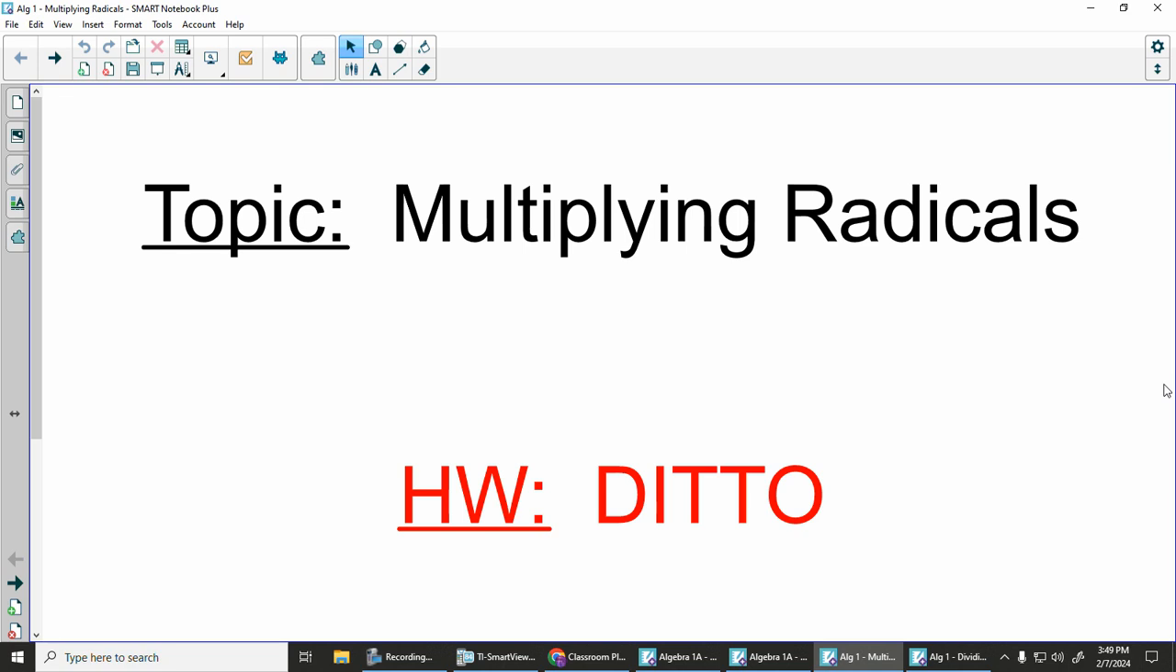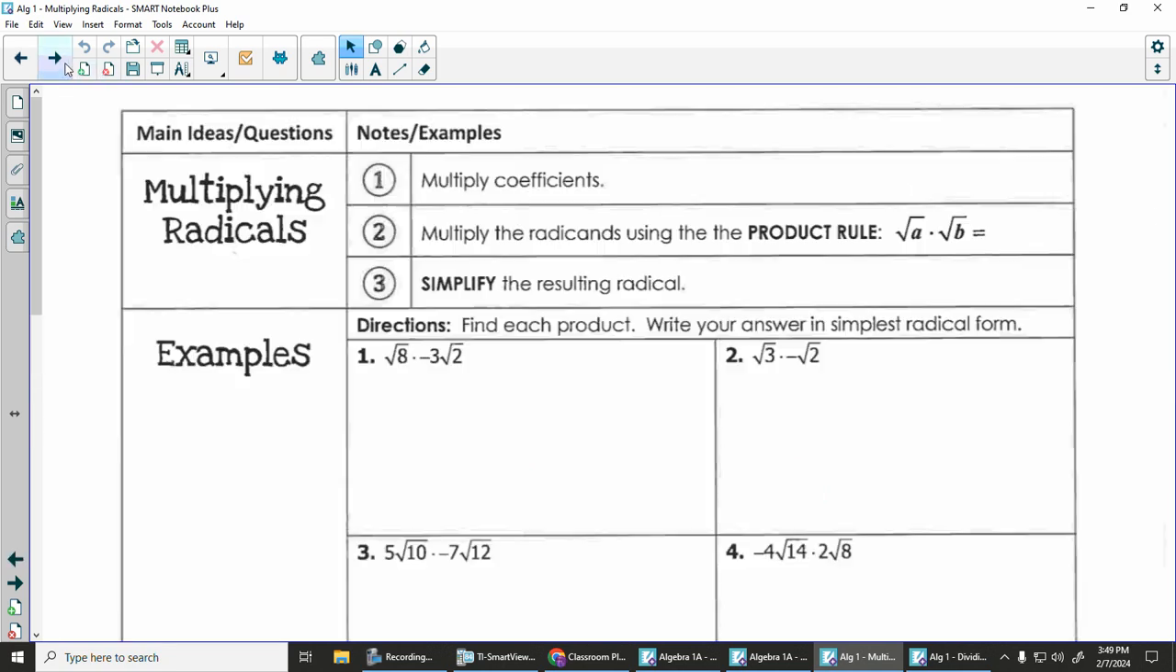Okay, so last lesson we talked about adding and subtracting radicals. Multiplying radicals you might find to be easier, but really they're kind of equally as difficult. It's just that with adding and subtracting radicals, you have to have like radicals. So in the last lesson, we practiced breaking down any radicals that needed to be broken down. And then once we had those like radicals, we could go ahead and add or subtract the numbers that were in front. Well, multiplying radicals is kind of the opposite.